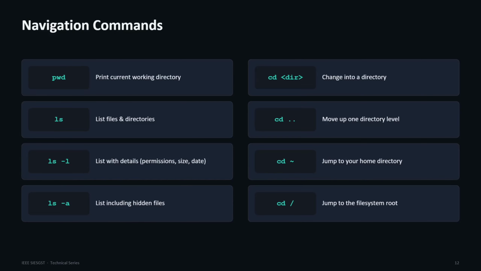Next is the cd directory command. This is used to change into a directory. If you want to go from here to there, the cd command is used. cd .. moves you up one directory level to the parent folder. Next is cd ~, which jumps you to the home directory. We saw this earlier. And cd / jumps you straight to the root of the file system.